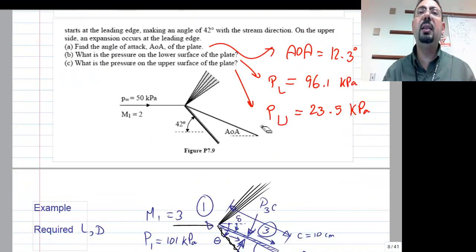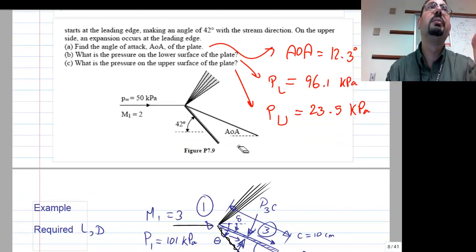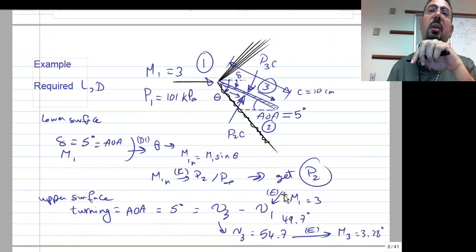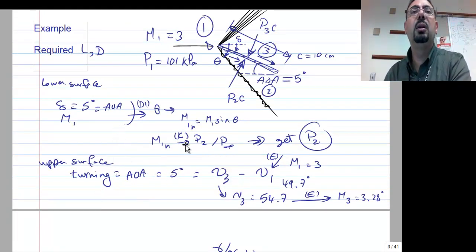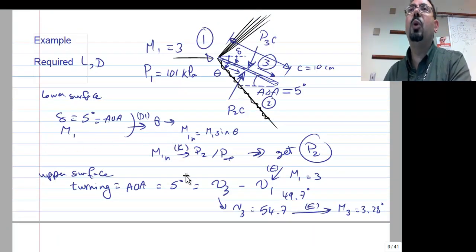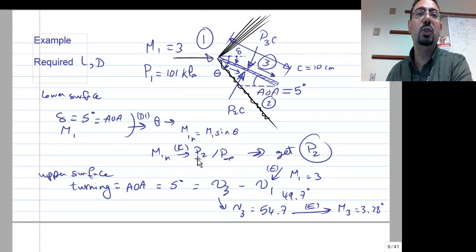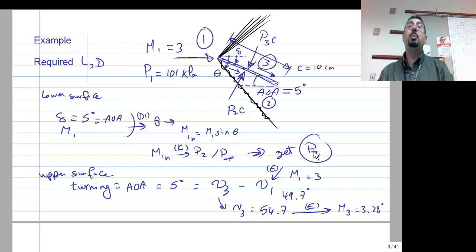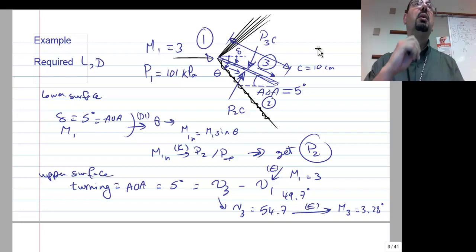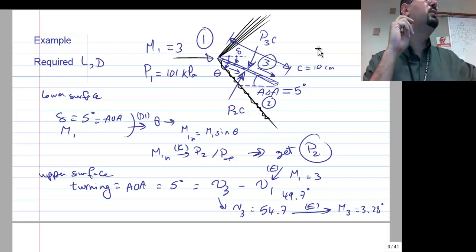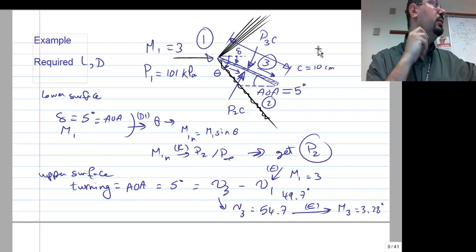So once you have delta, this just becomes our quiz. You did this quiz. You know basically the drill, and here is the solution again. From delta we get theta, get M1 normal. From M1 normal we go to a normal shock table, get the pressure ratio, and that will allow us to get the pressure. Now once we get the pressure at the lower surface and the upper surface, that's not the force, that's just the pressure. The unit for pressure is Pascal. To get the forces, I need Newton.